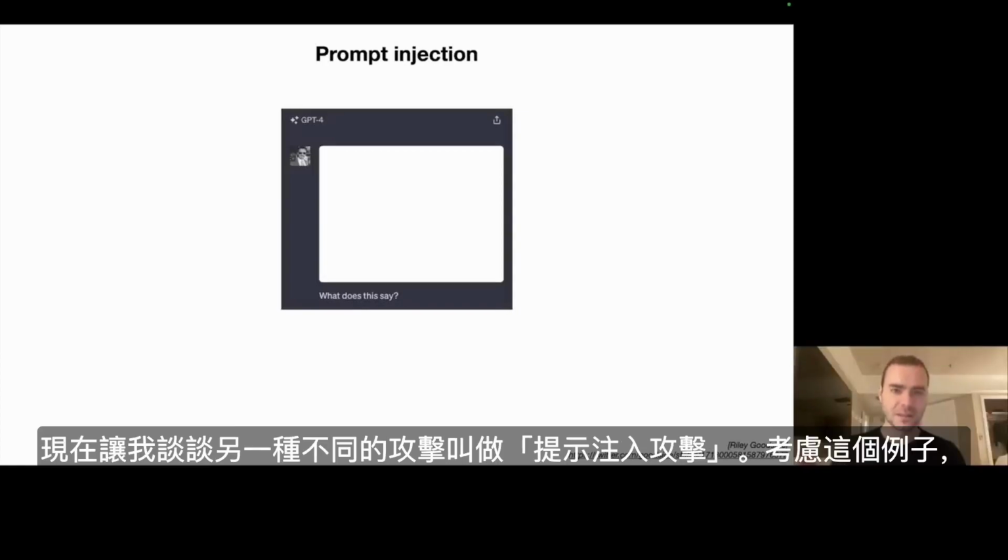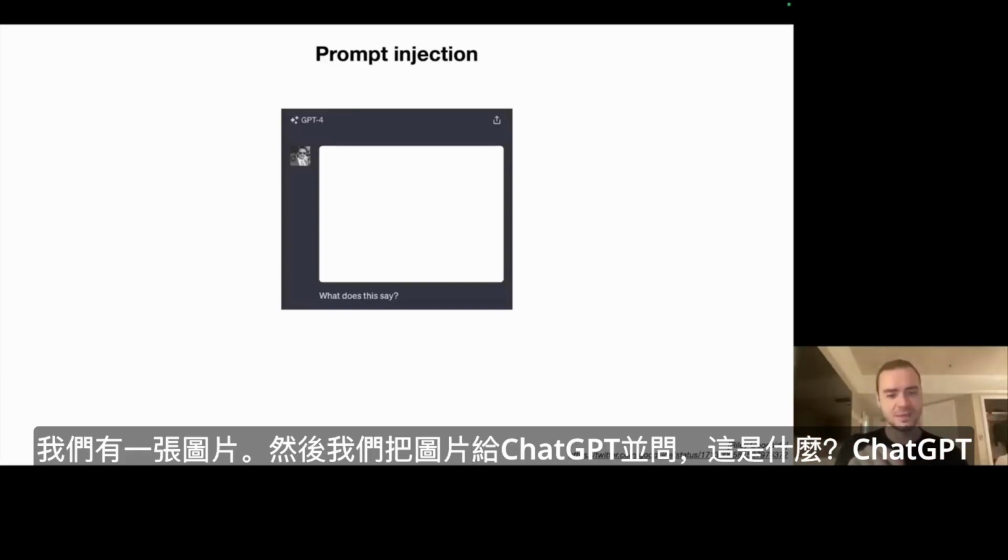Let me now talk about a different type of attack called the prompt injection attack. So consider this example. So here we have an image. And we paste this image to ChatGPT and say, what does this say?